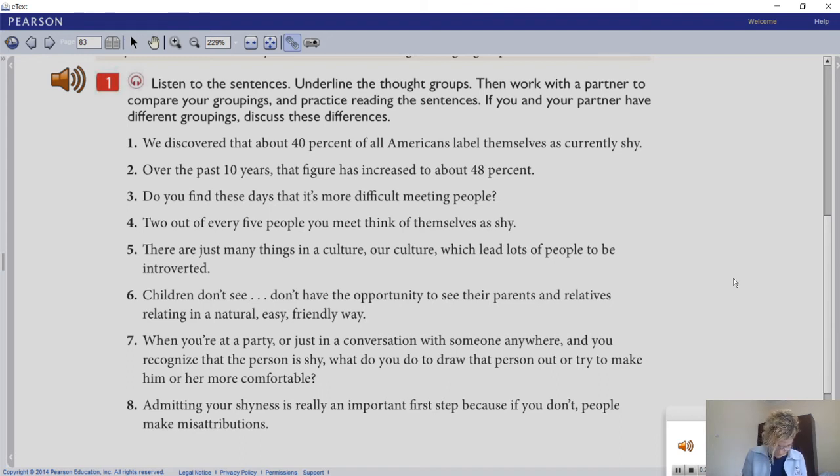There are just many things in our culture which lead lots of people to be introverted. Children don't have the opportunity to see their parents and relatives relating in a natural, easy, friendly way. When you're at a party, or just in a conversation with someone anywhere, and you recognize that the person is shy, what do you do to draw that person out or try to make him or her more comfortable? Admitting your shyness is really an important first step, because if you don't, people make misattributions.